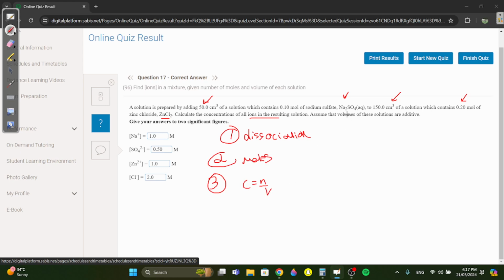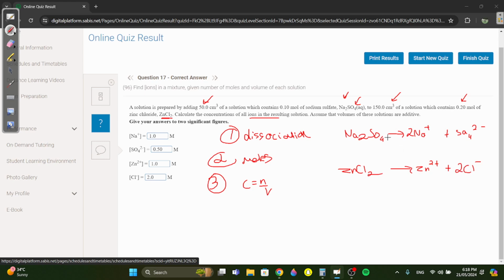First, the dissociation reaction for each one. First, Na2SO4. This produces Na plus and SO4 2 minus. Right. Now let's balance it. You have 2 Na, so you have to put a 2 here. Then our second dissociation reaction is ZnCl2, to produce Zn. Zinc is Zn2 plus and Cl minus, but here there are 2, so we have to put 2 Cl minus.